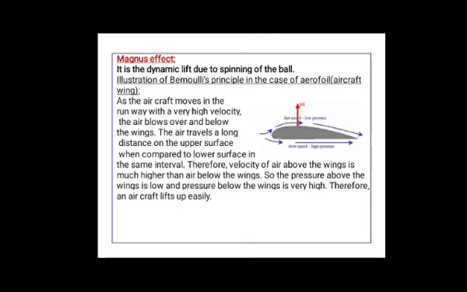As the aircraft moves on the runway with a high velocity, the air blows over and below the wings. The air travels a longer distance on the upper surface when compared to the lower surface in the same interval. Therefore, the velocity of air above the wing is much higher compared to the velocity of the air below the wings. According to Bernoulli's principle, the pressure above the wings is low and the pressure below the wings is very high. Therefore, an aircraft lifts up easily. So, this is Bernoulli's principle, which is used in the case of an aircraft wing.